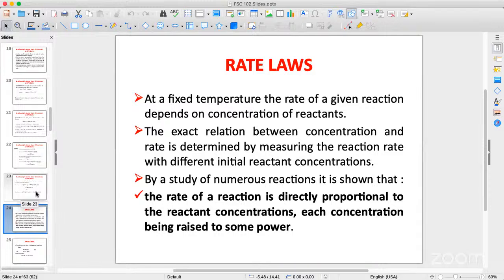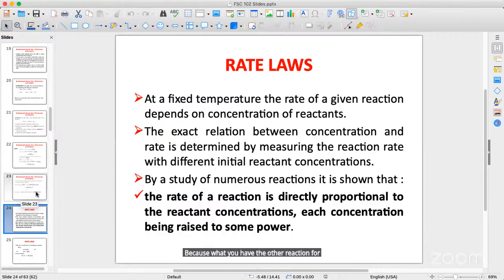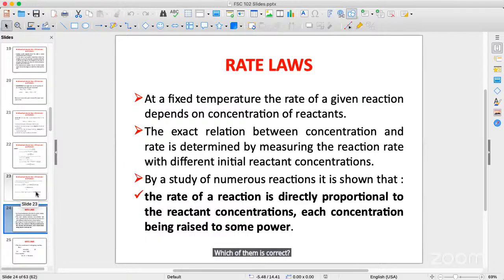Of course, it's not just a wild speculation. It's a speculation that must be consistent with the order of your reaction. Because what you have the order of reaction for is to be able to speculate on what the mechanism is, so you can now test which of your speculations is correct. Because you can have more than one speculation, more than one possibility. Which of them is correct? You can now do that by experiment.